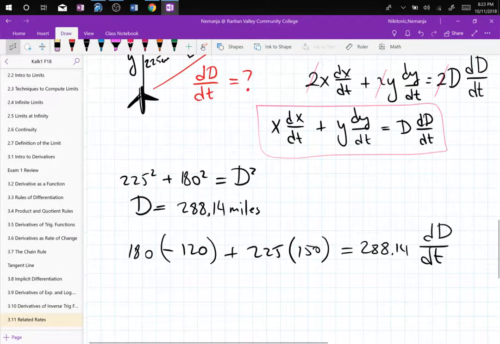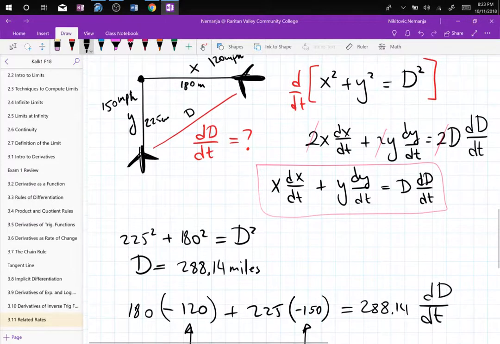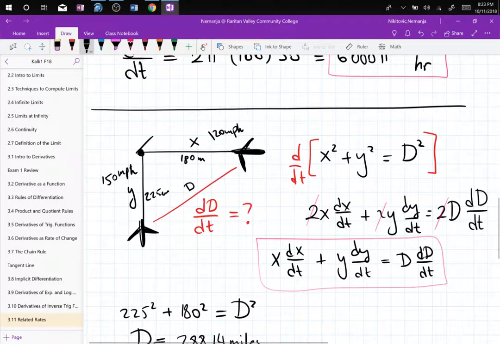Oh, it's going towards the airport, so that distance is okay. So all of these rates are negative. This is a negative rate and this is a negative rate because they're going towards the airport. They're both decreasing the distance towards our reference point. Our reference point is here. This is where the airport is, right? They're going to land there.